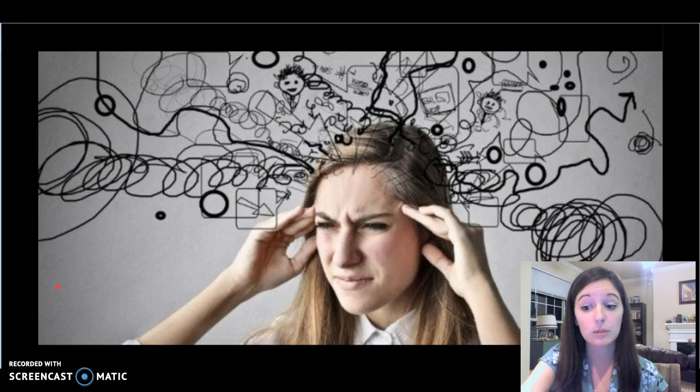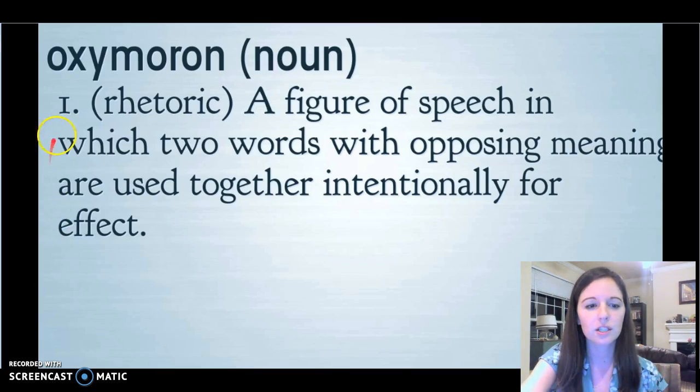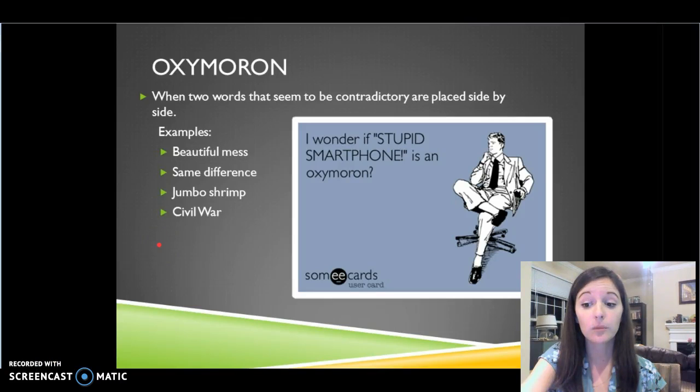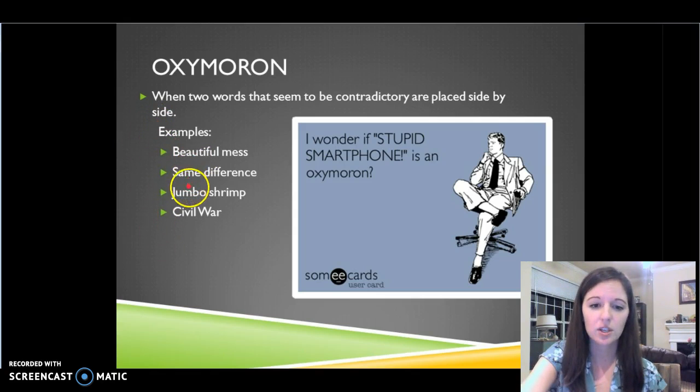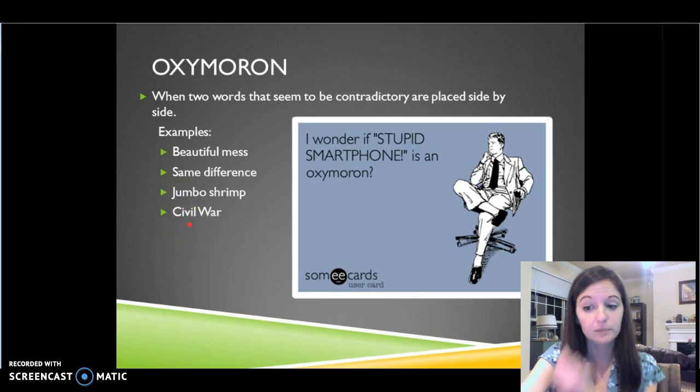So let's see what that actually means. Let's start with oxymoron. An oxymoron is a figure of speech in which two words with opposing meaning are used together side by side intentionally for effect. Let's look at 4 examples to see what that really means practically. Here we have beautiful mess, same difference, jumbo shrimp, and civil war.